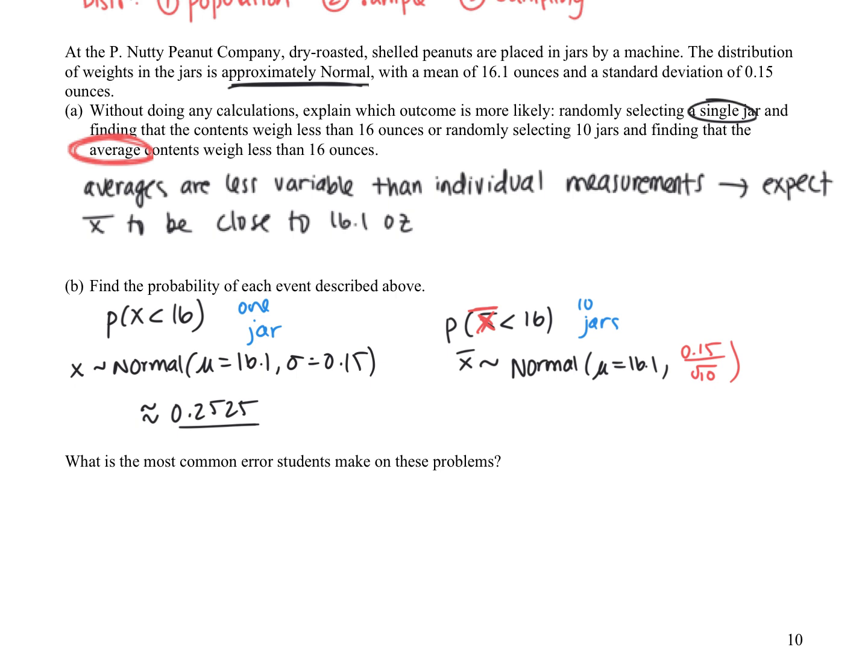And now we're just back to normal CDF again. So go back, do normal CDF again, calculate this probability, please. Did we get about 0.0175? Now we said the single jar should be more likely, which it is. We okay on that?